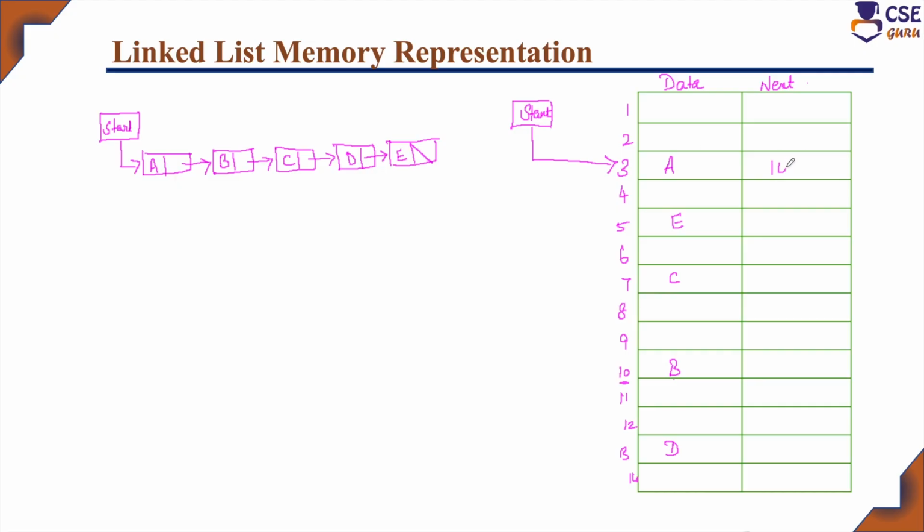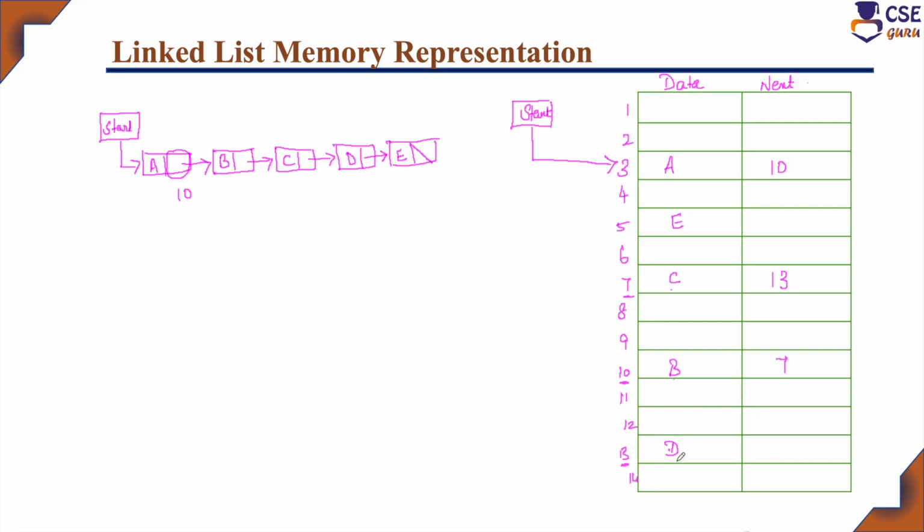So the next pointer part will store the address. Here internally, address 10 will be stored, for example. And then the next pointer of node B is the address of C. The address of C is 7. So 7 is the next pointer value for node B. And then for C, the address of D will be stored with C. The address of D is 13. 13 will be stored in the next pointer part of node C.